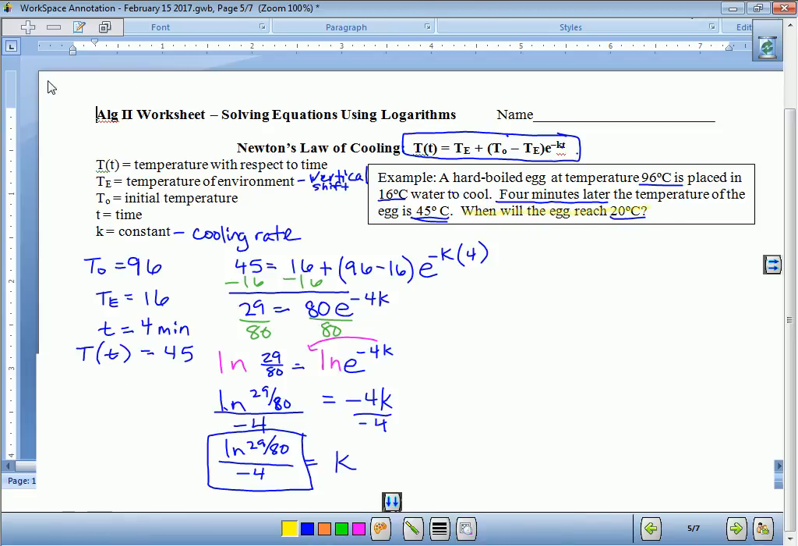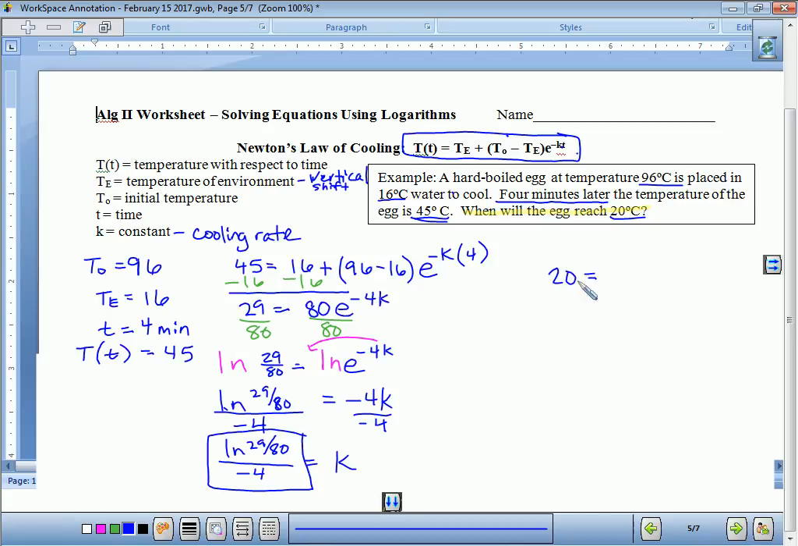Now we can approach this question. When will the egg reach 20 degrees? So now we want to know not when it's 45, but when will it hit 20?